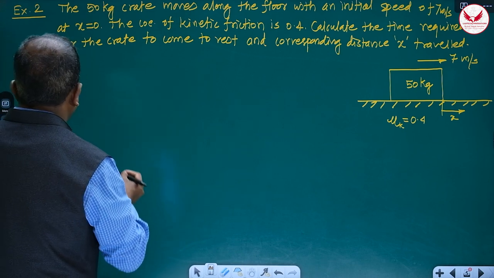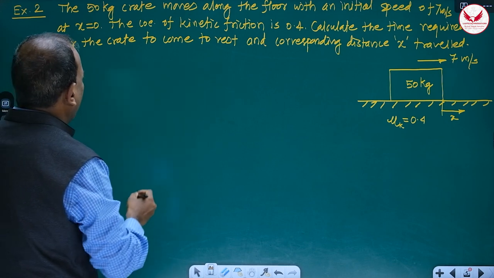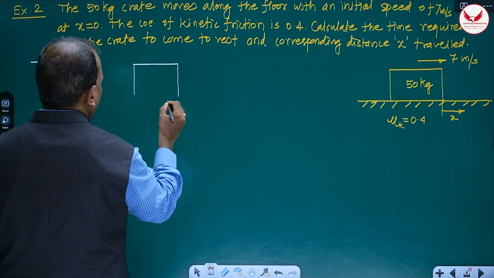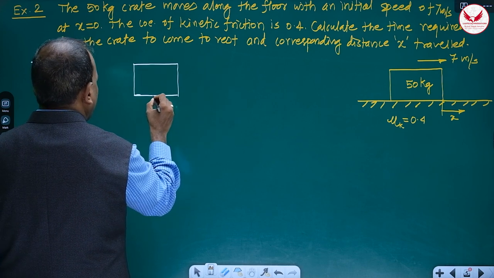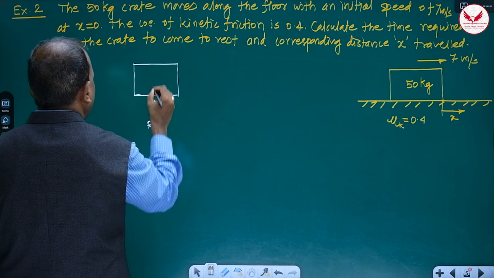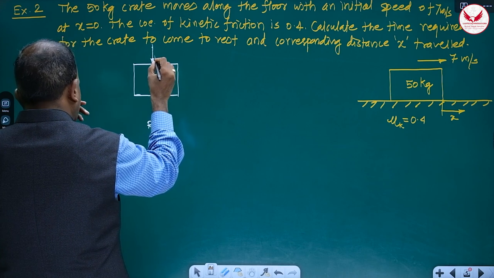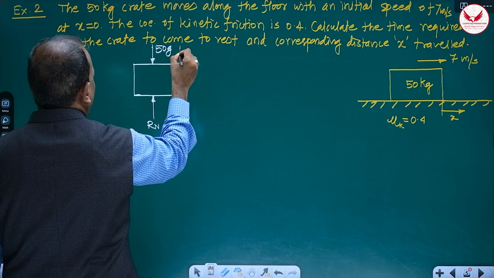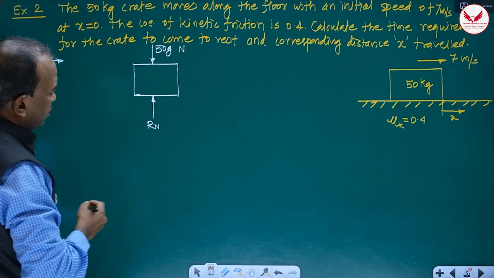Then how can we solve this example? First step is the free body diagram. How to draw the free body diagram? Whatever this 50 kg block is there, it is like this. And from this surface, there will be a normal reaction, R_n, vertically upward. And its weight is going to be 50 g newton, or you can write 490.5 newton. So it is up to you.